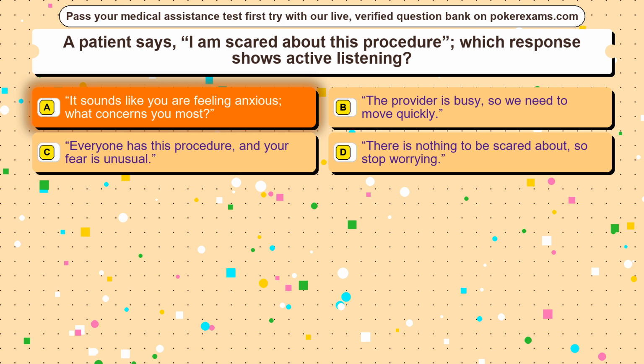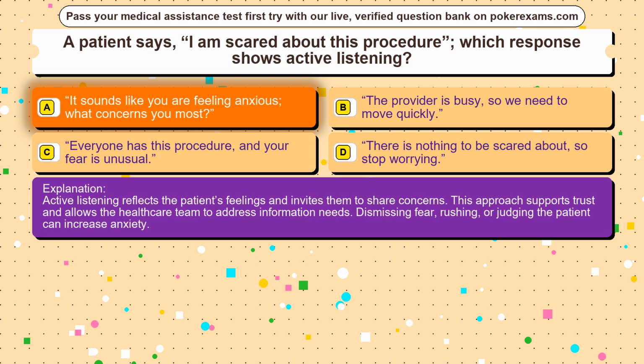The correct answer is option A, "It sounds like you are feeling anxious. What concerns you most?" Active listening reflects the patient's feelings and invites them to share concerns. This approach supports trust and allows the healthcare team to address information needs. Dismissing fear, rushing, or judging the patient can increase anxiety.